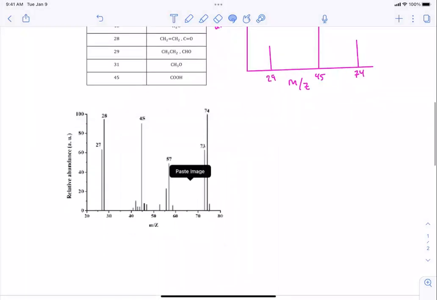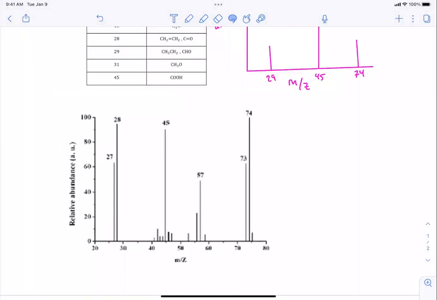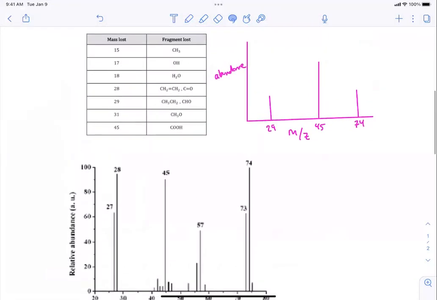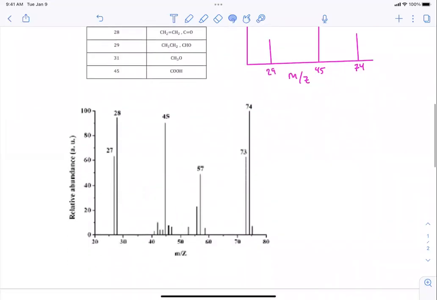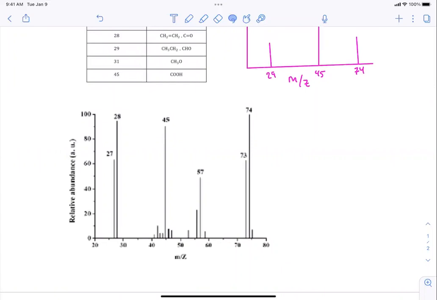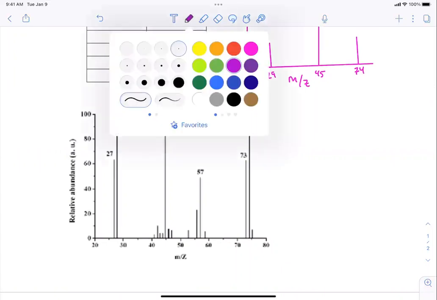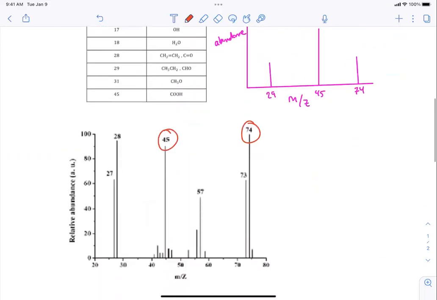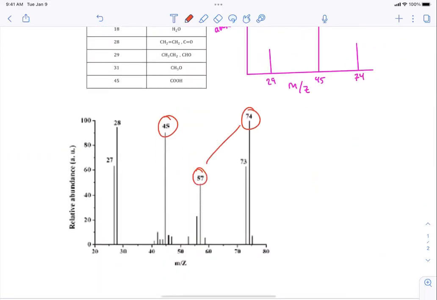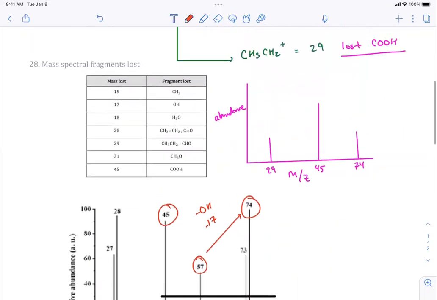You could see this is propanoic acid here. Oh, I don't know why there's a 28 here. That's a strange one. You do see the peaks at 74 and 45. The 28 one, I'm trying to figure out why that would be the case here. I don't know why you'd lose two fragments though. 57 makes sense because this is loss of 17, which is an OH. So that makes sense. I'm not sure why that 28 is there.